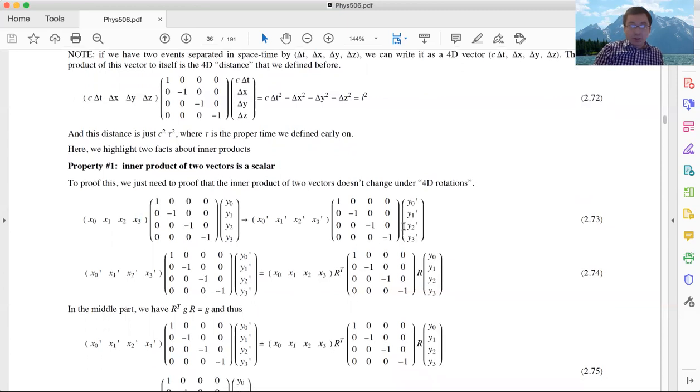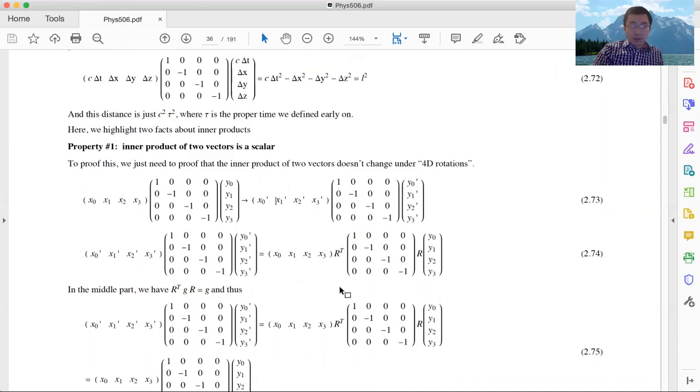Because y and x are vectors, we know how vectors transform. Vectors transform the same as coordinates. So how do they transform? The coordinates transform through a rotational matrix, and this rotational matrix is a 4D rotation, the same rotation the coordinates use. And for the x vector, it's the same thing, but because x is a row vector, a transpose of a column vector, the transformation matrix also gets a transpose here.